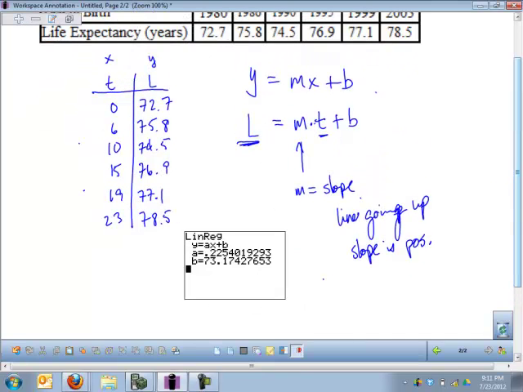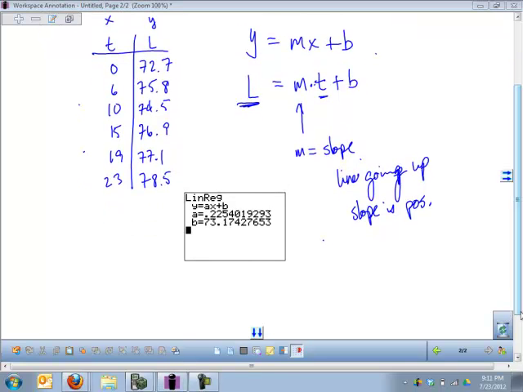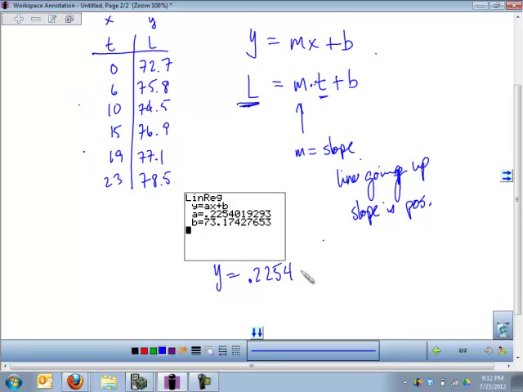So what is this saying? Again, my y, here they changed the letter. Instead of the slope being m, it's a. That shouldn't be a big deal for us. So I'm going to write y is equal to a, which is positive 0.2254 times x, plus b, which is 73.174. So this is a good linear regression, or a good equation of a line.